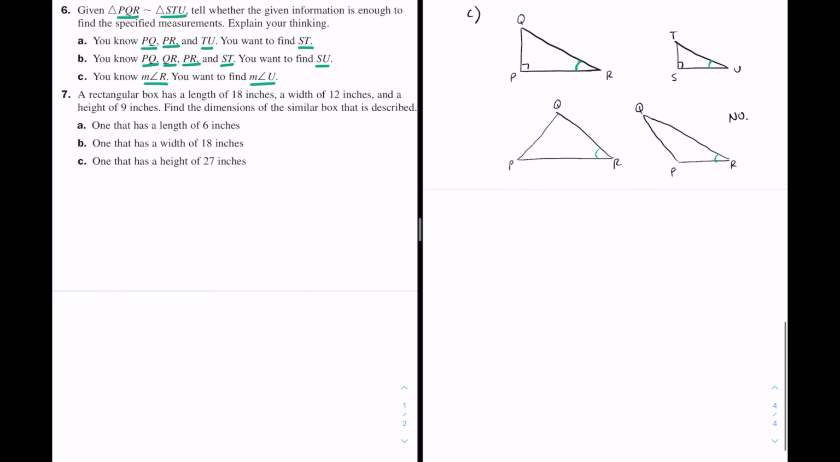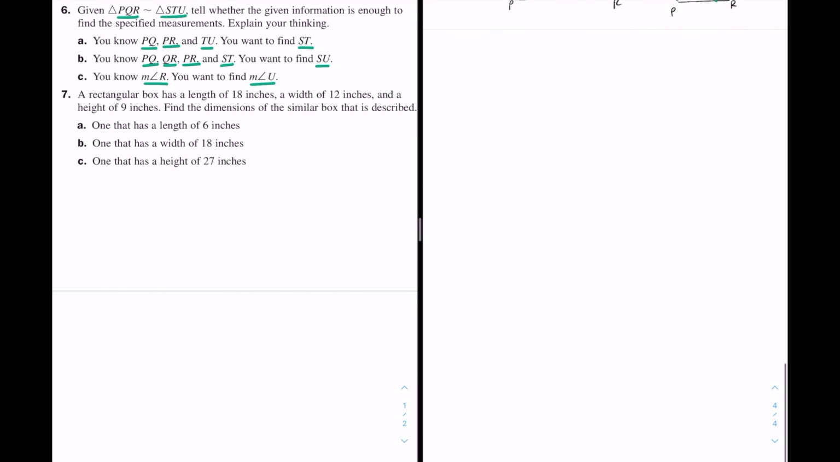All right, and that brings us to number 7, the last problem here. So for number 7, let's see what the problem says. It says we have a rectangular box, so we're imagining like a 3D prism. It has a length of 18 inches, a width of 12 inches, and a height of 9 inches. What we're going to do is find the dimensions of a similar box, so they have to be proportional, have the same ratios as all of these that are described.